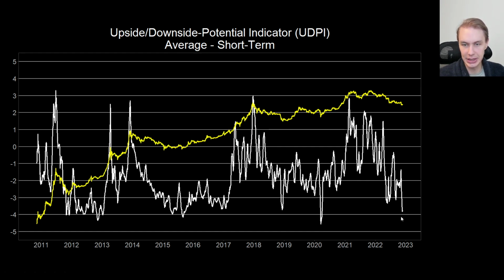But currently, it thinks that we're pretty overextended to the downside in the short term. And so when I put all this together, the story that these average UDPIs are telling me is that the market is more risky now than it was in June. So just because we had that FTX collapse doesn't mean that we're suddenly at a lower risk point than we were back then, at least from the model's perspective.